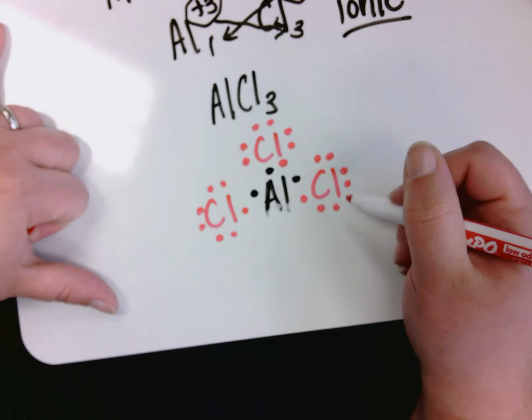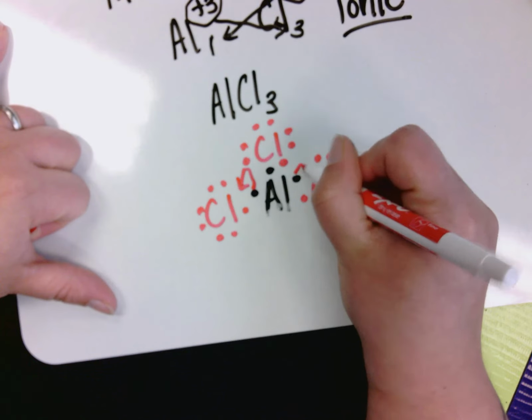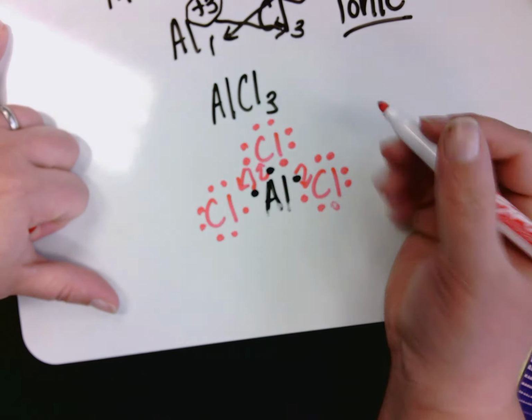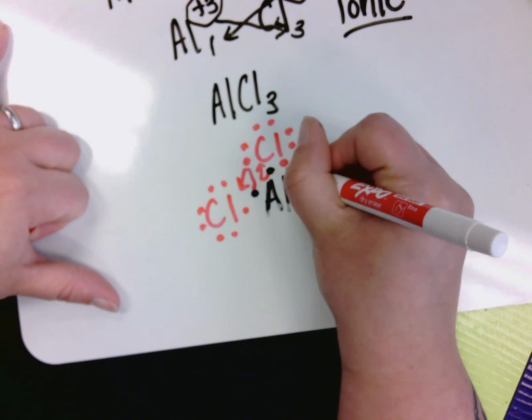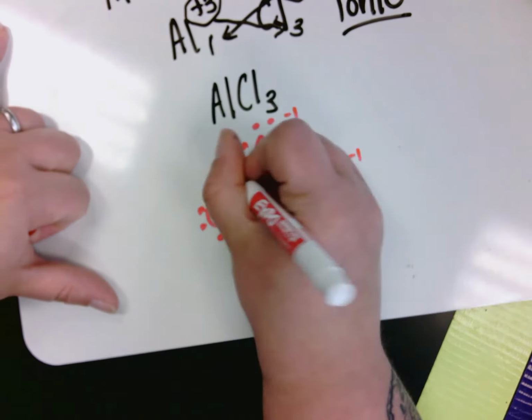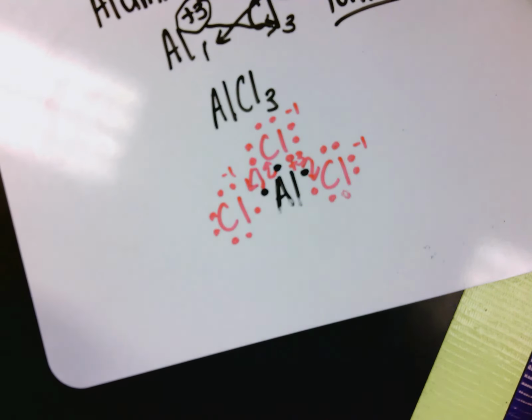Now I need to show where aluminum is donating these electrons to chlorine. Okay? This is going to give aluminum a +3 charge, and it's going to give each of these chlorines a -1 charge. So that is a Lewis dot structure showing the ionic bond of aluminum chloride.